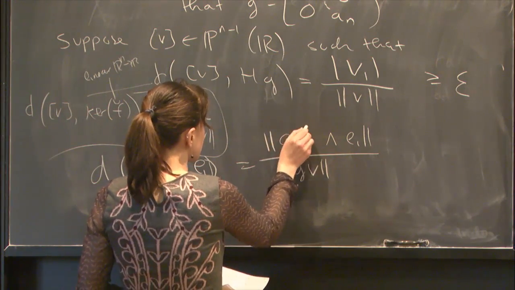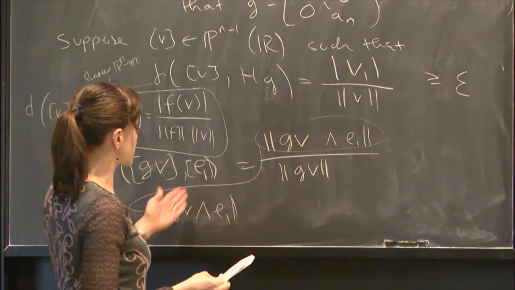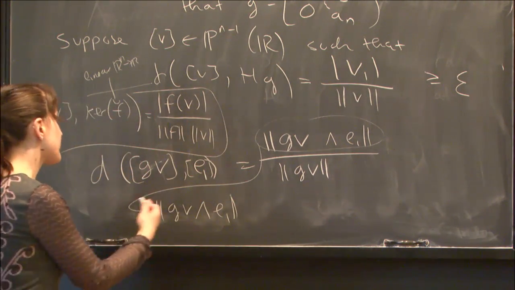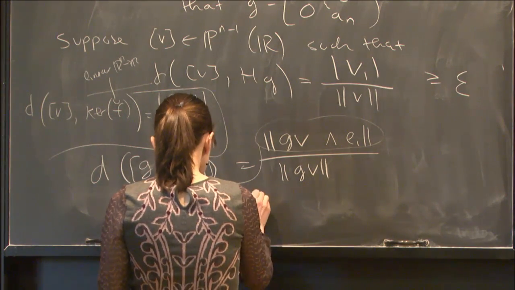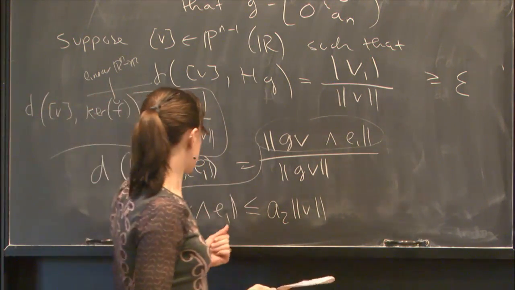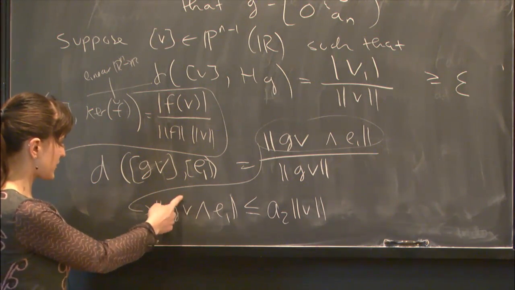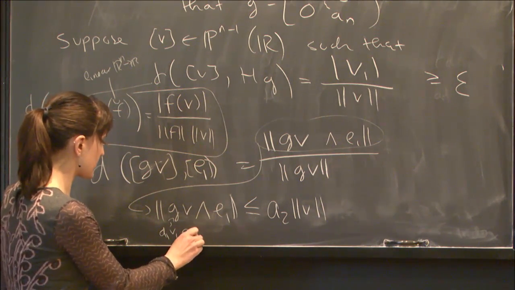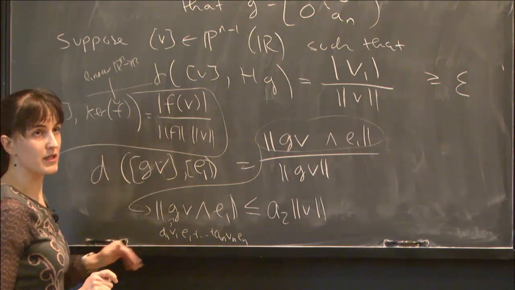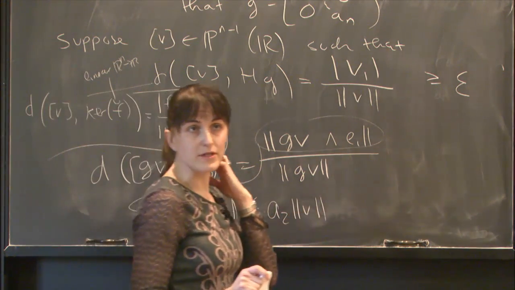And now the observation is that if you look at the norm of Gv wedge e1, since G is diagonal, Gv is just simply (a1 v1, a2 v2, a3 v3, and so on). That's that vector. And this is going to be less than or equal to a2 times the norm of v. Because when you take the product with e1, Gv is a1 v1 e1 plus and so on, plus an vn en, and this first part with the a1 coefficient just gets swallowed when you wedge with e1. It goes away. And then the largest next singular value is a2, so this is bounded above by a2 times the norm of v.